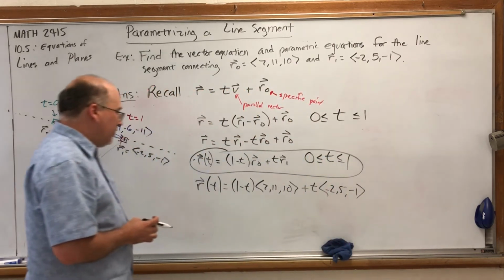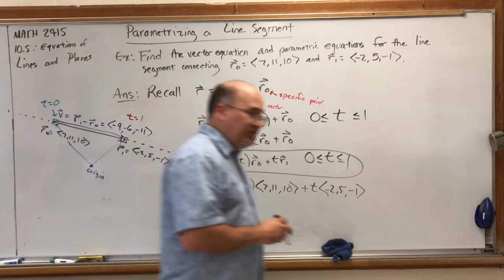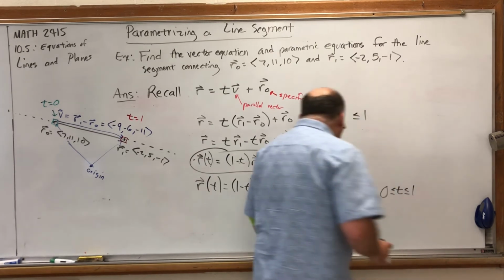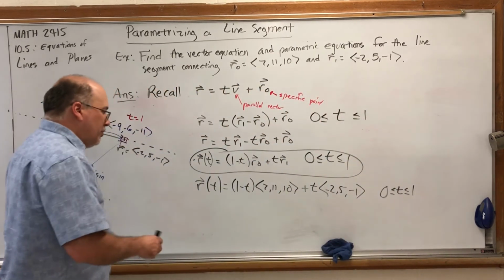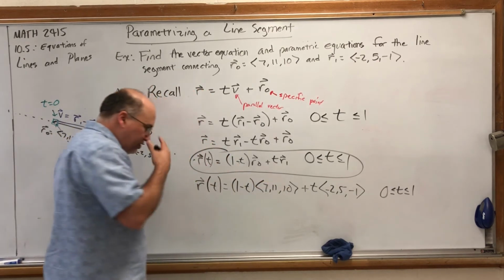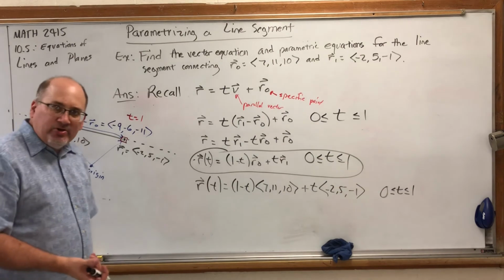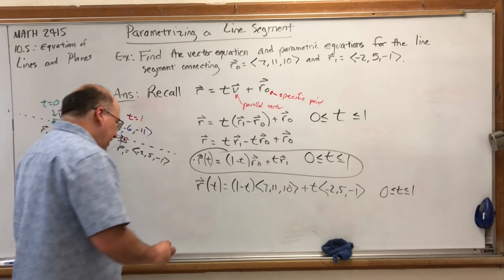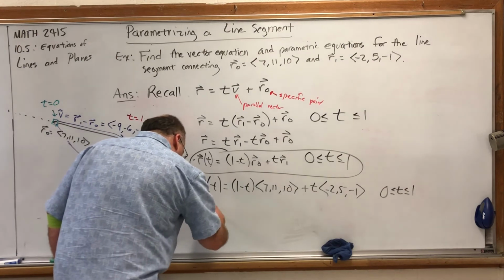And t is limited to 0 and 1, or in the interval 0 to 1. And that would be a perfectly good parametrization of this line segment. Now, if you wanted to, you could distribute the scalars and combine components. And we can do that in one move if you're careful.